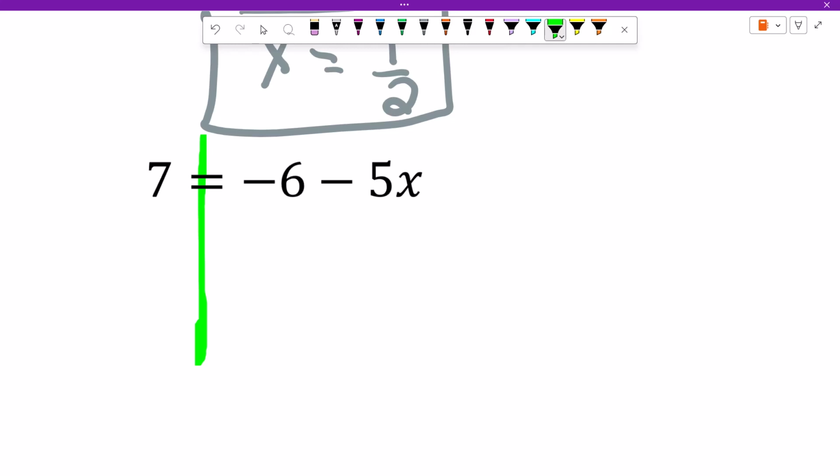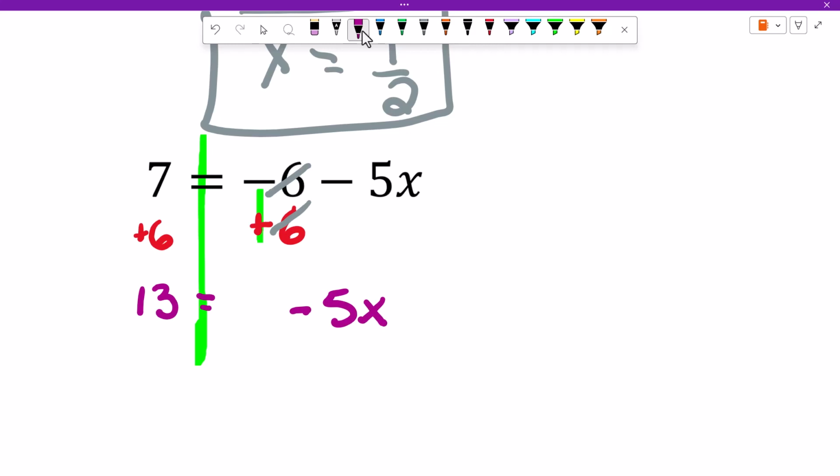Opposite of negative 6? Positive 6. So you go plus 6, once to this side, once to this side. So the 6s cancel each other out. It's negative 6 and plus 6 makes 0. On the left side, we have 7 plus 6, which is 13. What do we have on the right-hand side? 5. Negative 5x. This subtraction sign belongs to the 5. We didn't cancel it out. So this stays. So we're left with that and a 5x.